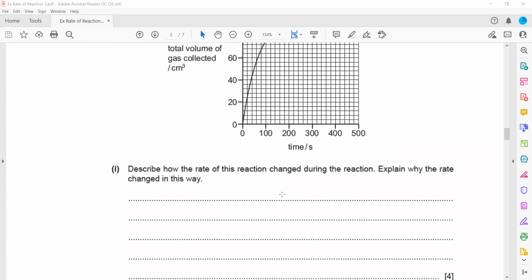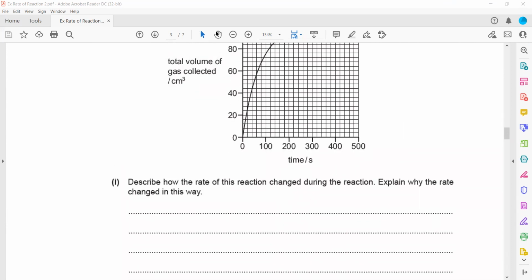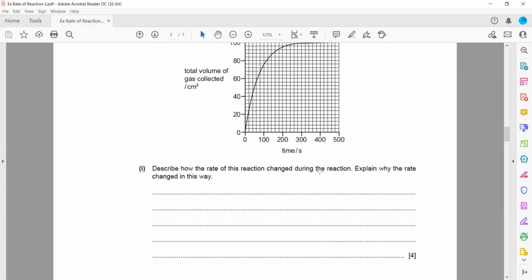Describe how the rate of reaction changes during the reaction. Explain why the rate changes in this way. So it's 4 marks, and you have to write in detail what happened. So in the beginning, overall what happened, the rate decreases, the rate of the reaction decreases.